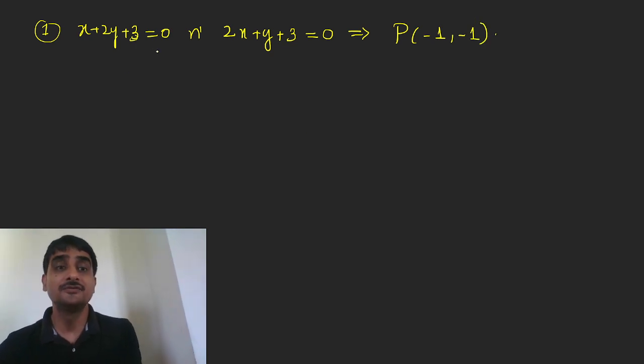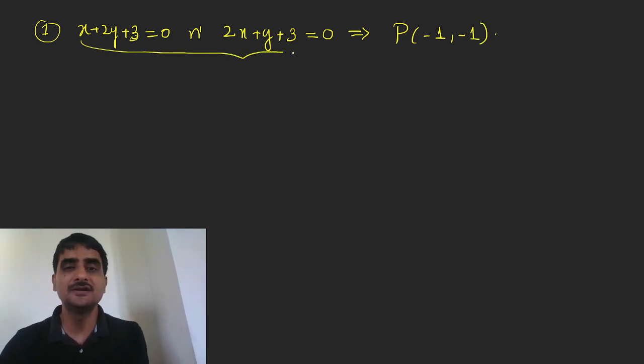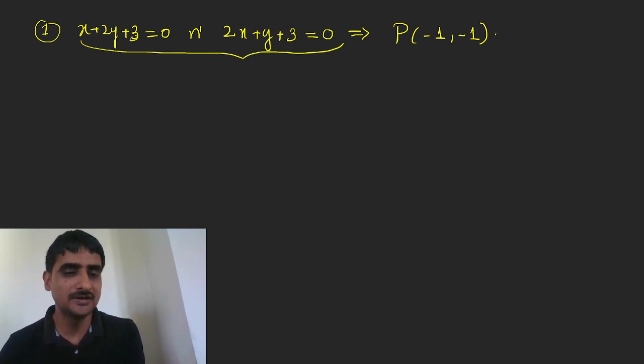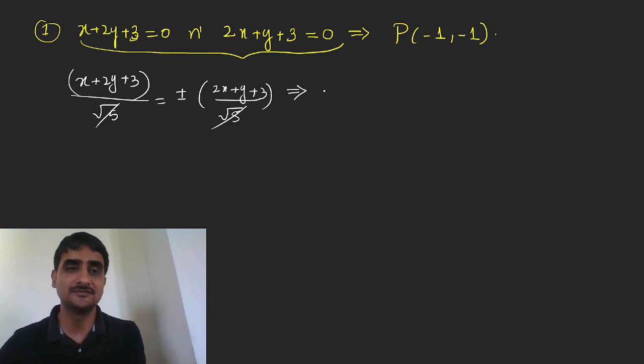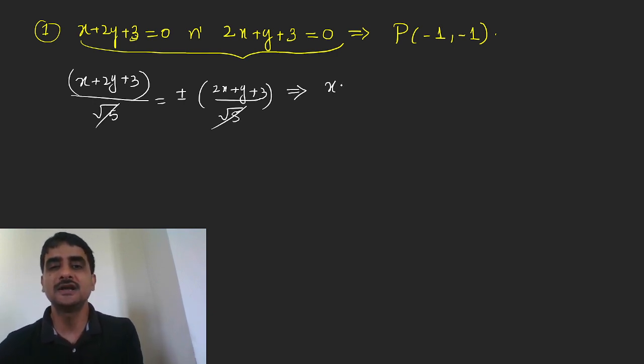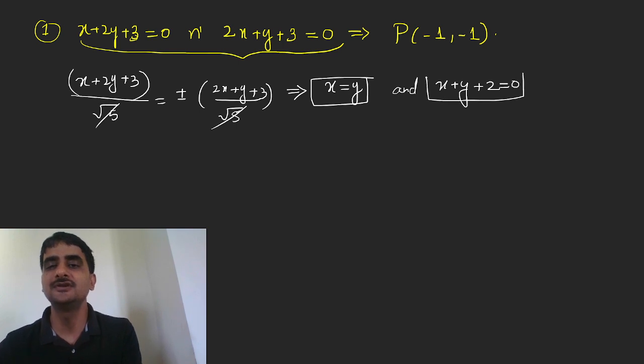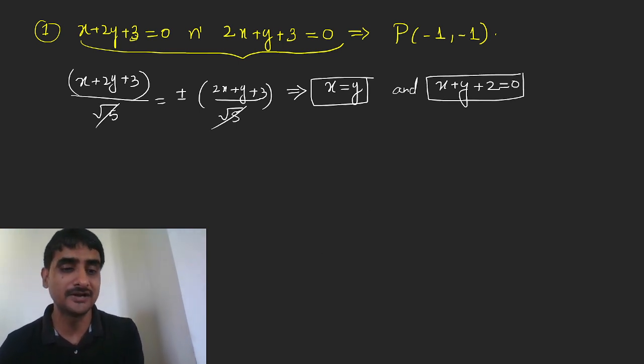Okay, now the angle bisector, see, quickly find the angle bisector. So you can easily find their angle bisectors. How? We know it's x plus 2y plus 3 upon root 5, and this is equal to plus minus times 2x plus y plus 3 upon root 5. When you solve them, one is x is equal to y, and another one is x plus y plus 2 equal to 0. So these are two angle bisectors, and never forget that angle bisectors are always perpendicular to each other.